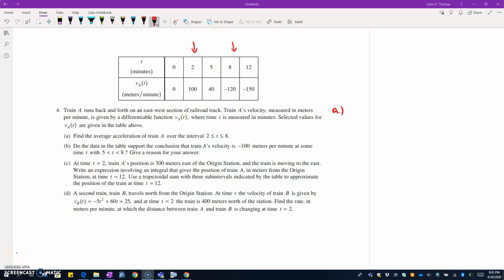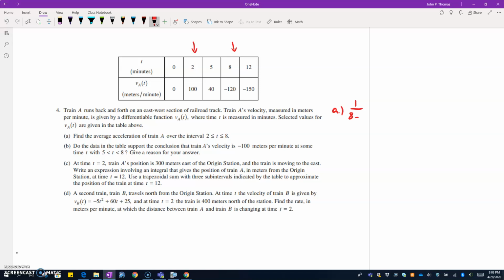All right, so for number 4, part A, it says find the average acceleration of the train over the interval 2 to 8. Now, there's really two ways to think of this. One, we could find the average rate of change of velocity, because the average rate of change of velocity would correspond to the average acceleration. The other thing that we could do is look at this from the integral, like the average value of acceleration formula. So I'm going to look at that first, just because I think it's the more interesting route.